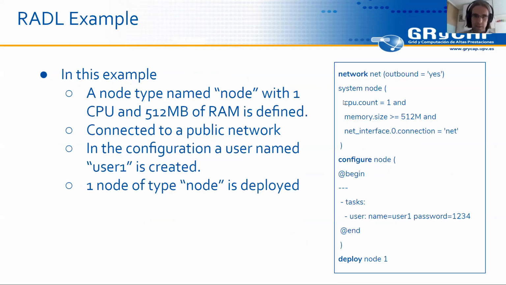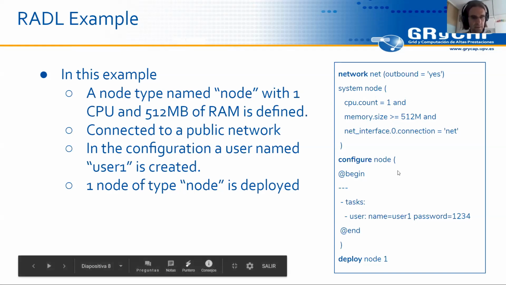In this example, you can see we are describing, in the first line, a network that we are requesting that has inbound connectivity. So this is a public network. Then we are using the system keyword in order to describe a node that has one CPU and at least half a gigabyte of RAM. And then we are defining a connection with the public network.